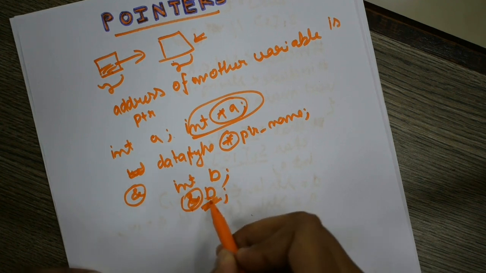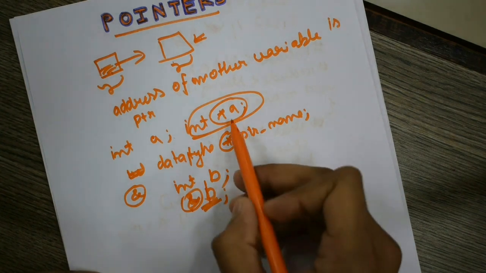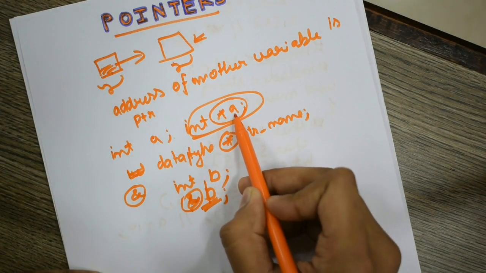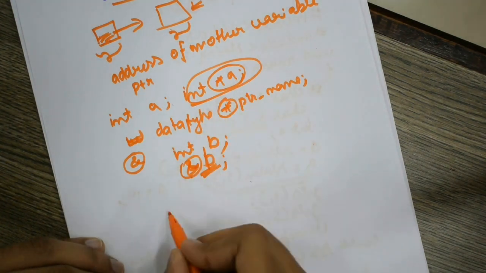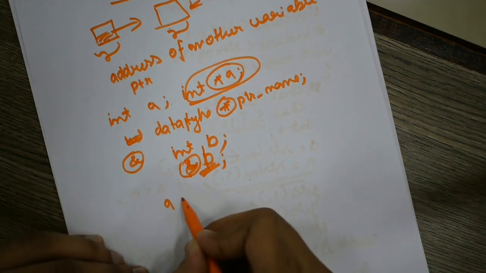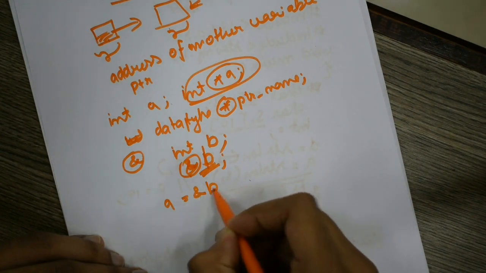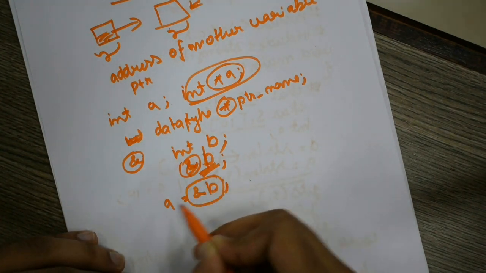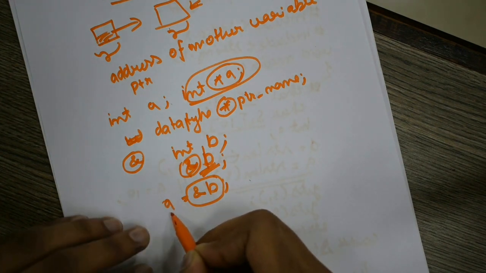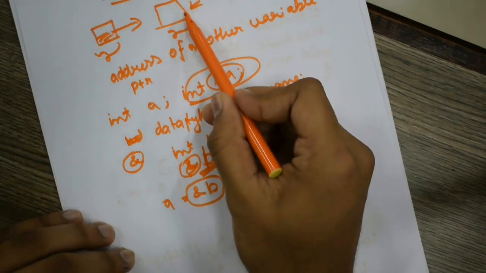So now I want to store the address of b into the pointer we created, that is int star a. Since we have declared it, we will use a, which is the pointer, equal to &b. What this will do is the memory address of b will be stored in a. So when we access a, it will point to b, the value of b.